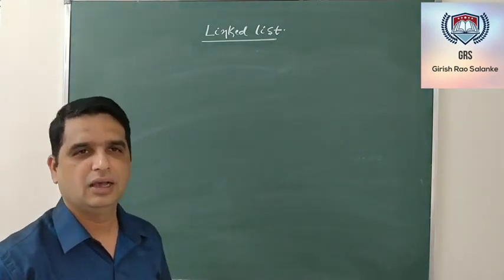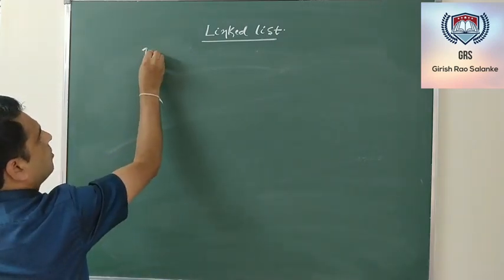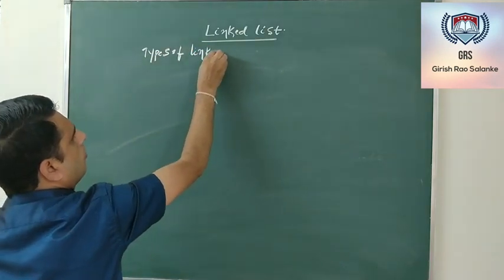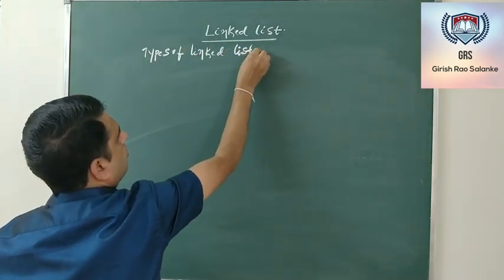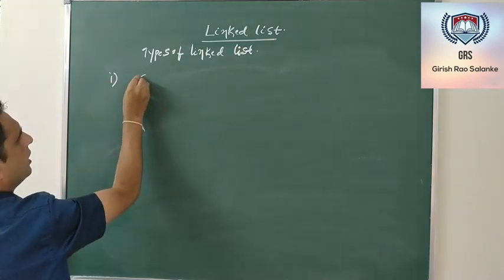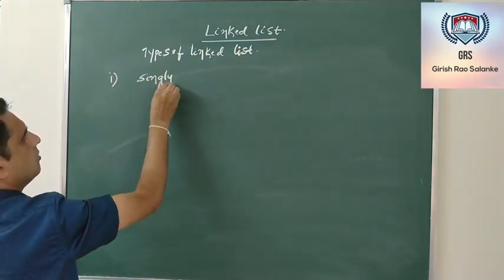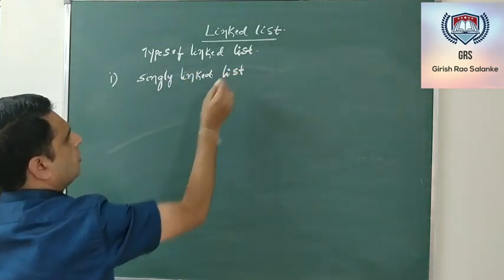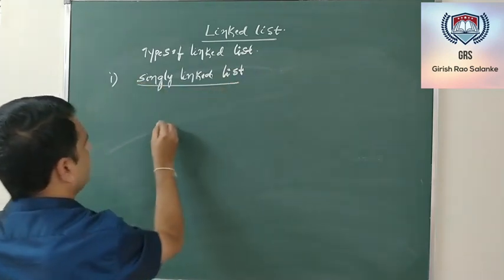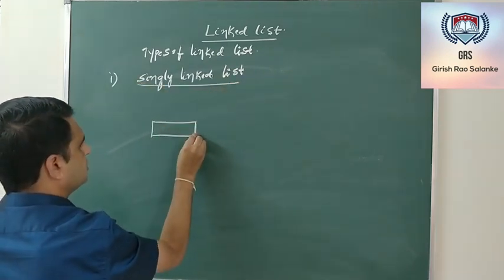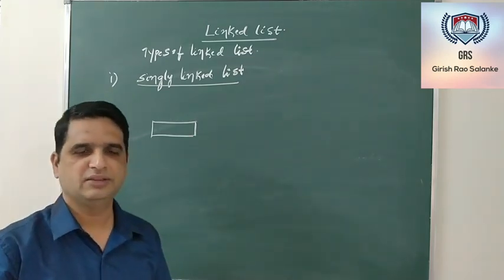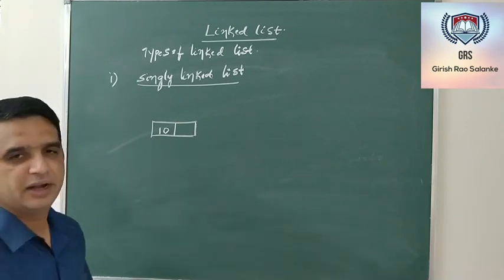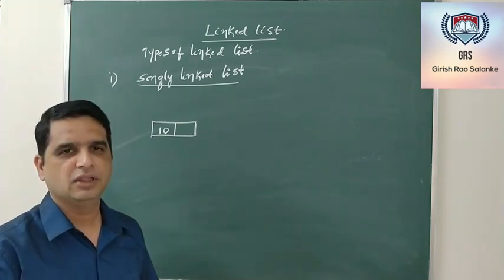Now coming to the types of linked list. So the first type of linked list, I can call it single linked list. Note that in case of a single linked list, a node has just two fields, that is the data field wherein I am storing the information, and the address field which contains the address of the next node.